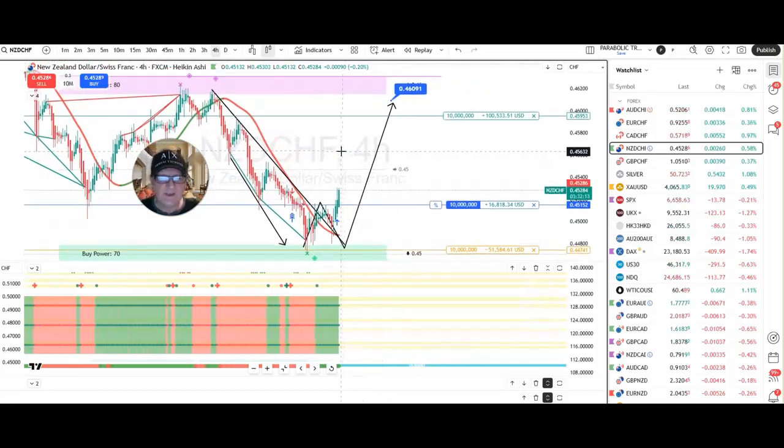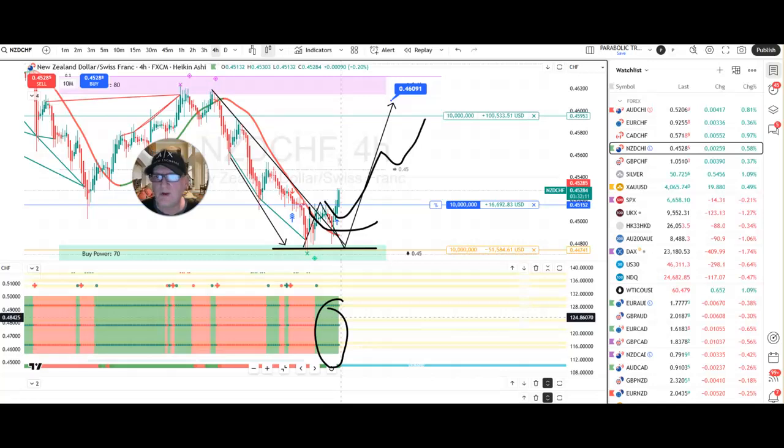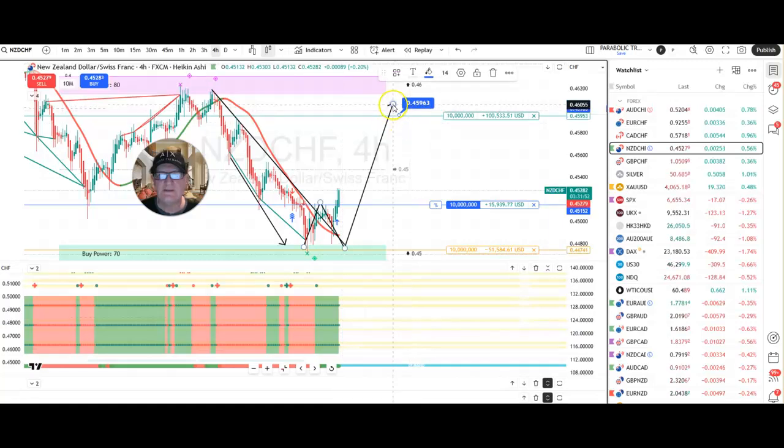You can simply have a continuation pattern where the green buyers are stepping in above the 50 from a demand area, and then the price continues up, hopefully. I've got a target here, 46.09. You can make it 46 quite easily. I think the target was 45.95, if I remember rightly, so that's down there a little bit. Gives us 2-to-1.